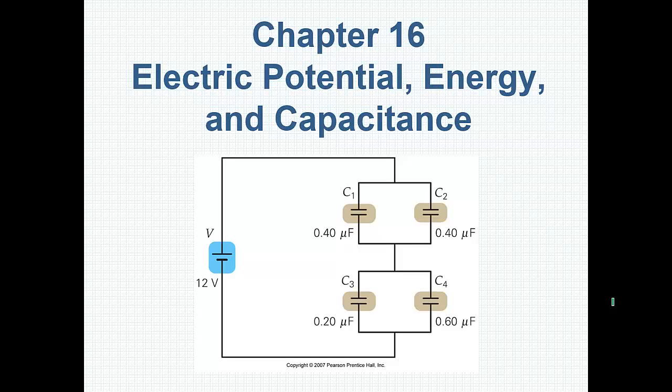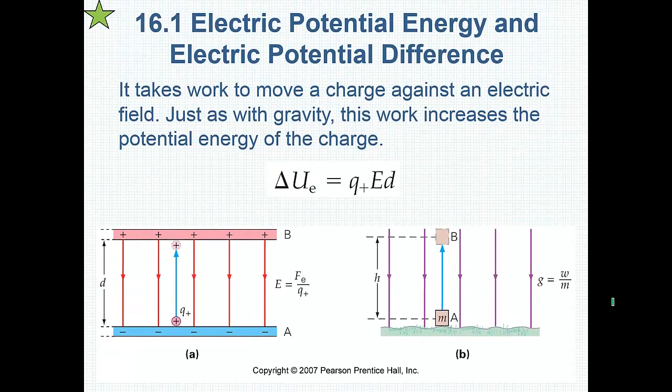Chapter 16 covers the concepts of electric potential energy and capacitance. We start with electric potential energy. It's given by the equation at the center of the screen, which says U_E, that's electric potential energy, is equal to charge multiplied by the electric field multiplied by the distance that it travels.